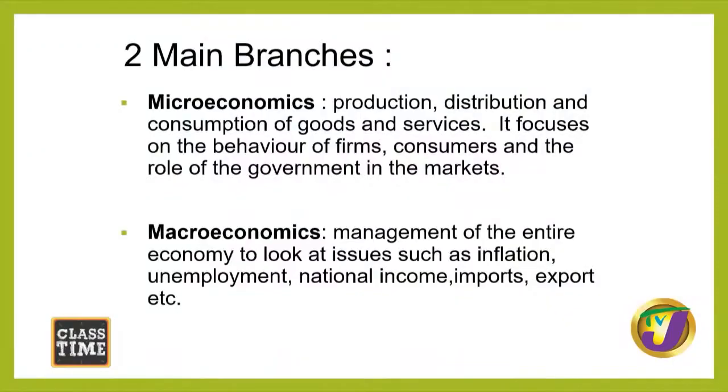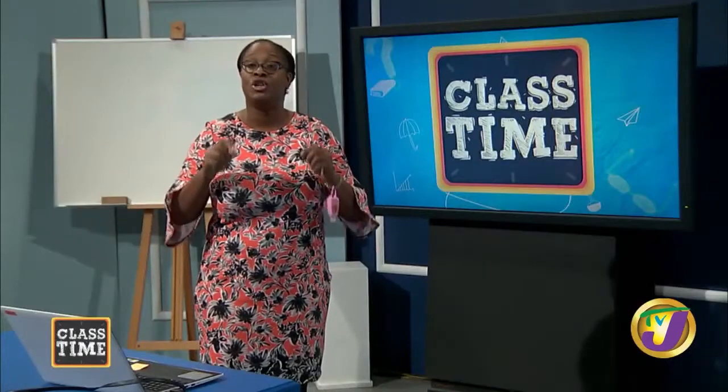The first one is called microeconomics, and as the word suggests, micro, small. So we're looking at the smaller aspects of the economy in terms of production, distribution, and consumption of goods and services. So what you will find is that that aspect of economics is focusing on the behavior of firms, consumers, and the role of government in the markets. So microecon really is what you'll be doing in Unit 1.